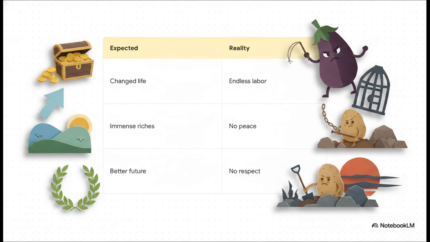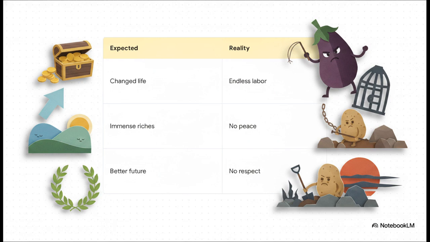Now we hit the climax and the really harsh realities of Scene 3. The potato thought he was walking into a life of pure luxury. He thought the eggplant was his generous benefactor. But boy, is he about to learn a very painful lesson about the true cost of unchecked ambition. Just look at the stark contrast between expectation and reality here. The potato expected a completely changed life, immense riches, and a better future. But what did he actually get?